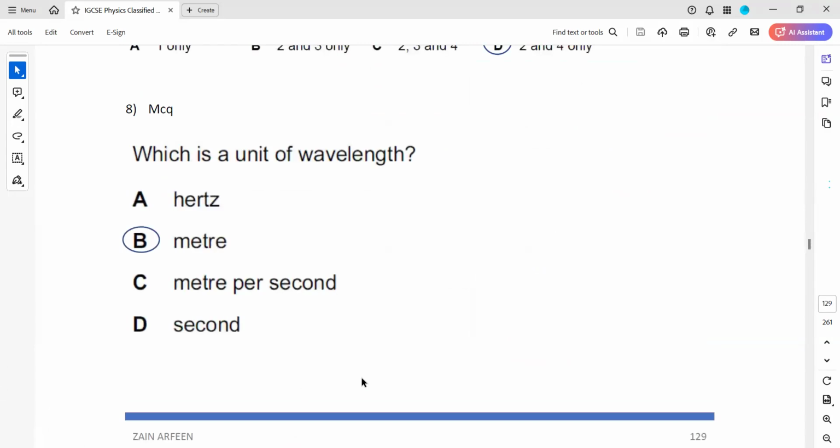So when we check the options, hertz, that is a unit of frequency. Meter is a unit of wavelength. Meter per second, it is a unit for speed. And second is a unit for time. So that's why B is the right answer for this.